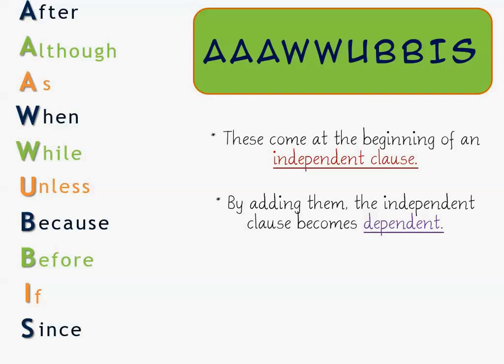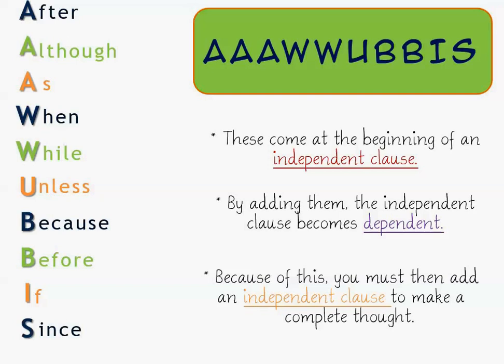Let's think of a very simple sentence. The sky is blue. Very simple. Let's add that word because to the beginning. Because the sky is blue. Well, what happens because the sky is blue? We don't know. We need that independent clause to join up with it in order to complete the sentence.